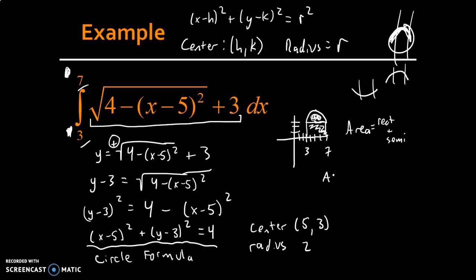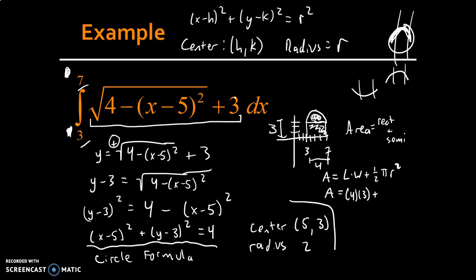So the area of the rectangle is just length times width. A semicircle is half of a circle, so 1/2 pi r squared. For this particular rectangle, the length is 4 and the width is 3, because I know that my center is at (5, 3), so the y value is 3, and so we've got 4 by 3.